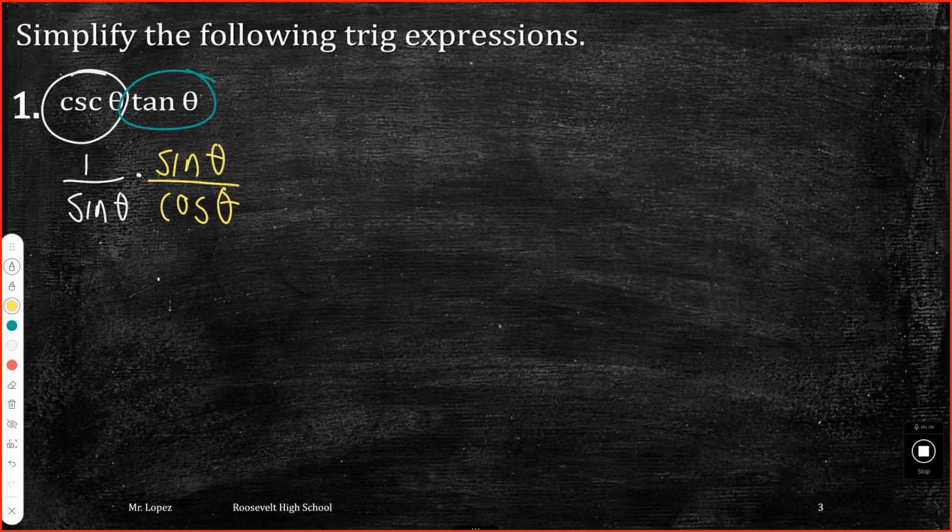What can I do now? Sometimes the solution is there and you choose not to look at it. Cross off your sine theta and your sine theta. Now I'm left with 1 over cosine theta. But you don't want to see a fraction, even though that's almost simplified. What is 1 over cosine theta equal to?